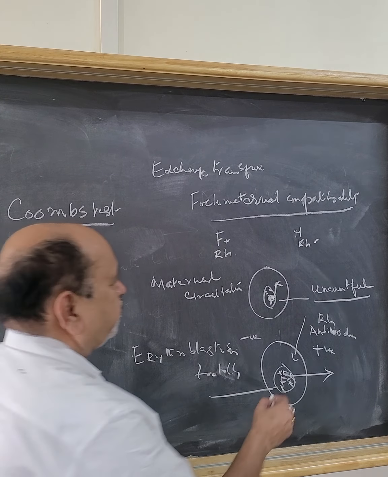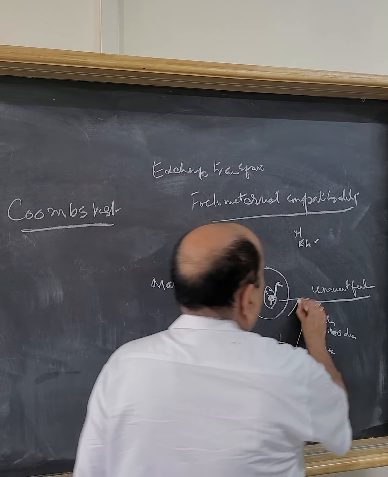Now, what happens? We give a vaccine here to prevent formation of anti-Rh antibodies. It is called ROGAM, anti-Rh antibodies.